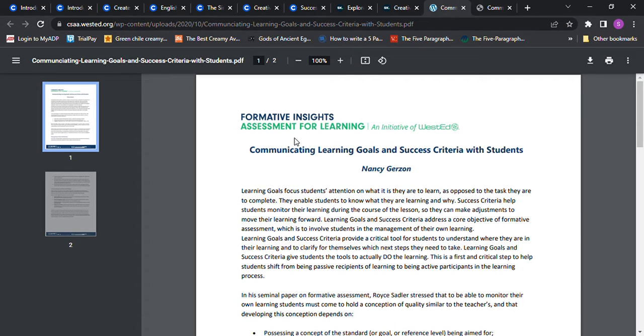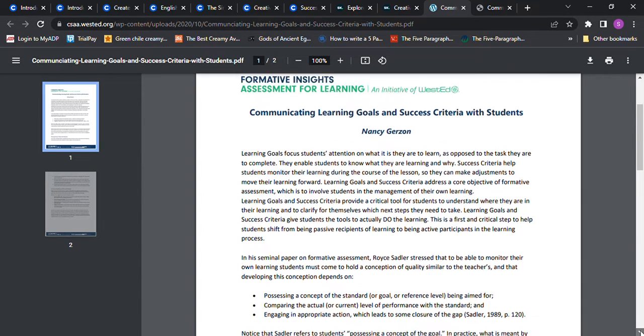Formative insights, assessments for learning, communication, learning goals, and success criteria with students. So it talks about learning goals, focus students' attention on what it is they are to learn as opposed to the task they are to complete. But often the task that they complete has to do with what they're going to learn, but it enables students to know what they're learning and why. So I'll scroll down because I didn't want to read all of this.